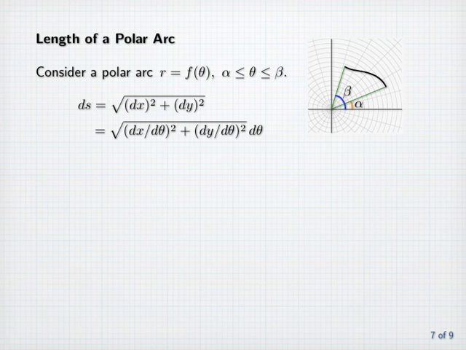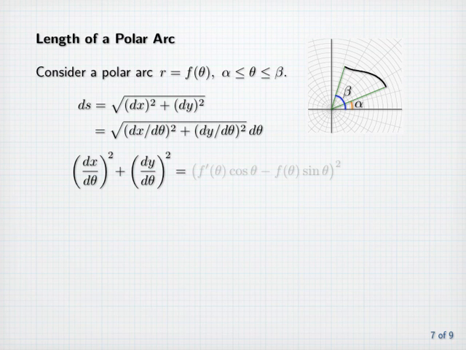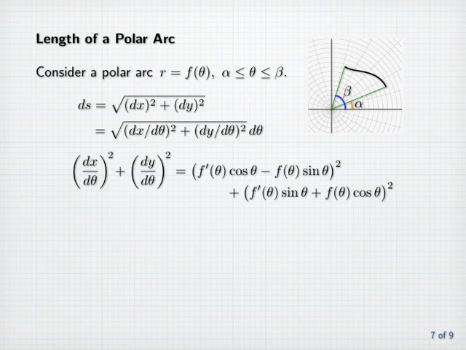Now let's compute the expression under the radical, the sum of the squares of dx d theta and dy d theta. Since x equals f of theta times cosine theta, the product rule says that dx d theta equals f prime of theta times cosine theta minus f of theta times sine theta. Since y equals f of theta times sine theta, the product rule says that dy d theta equals f prime of theta times sine theta plus f of theta times cosine theta.